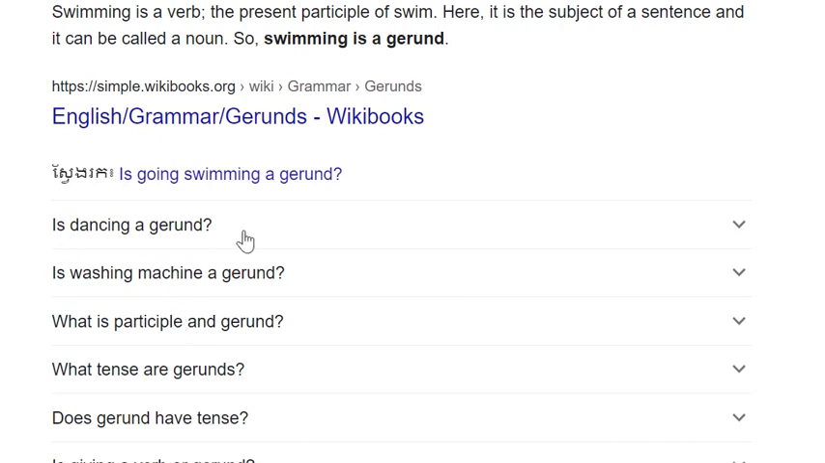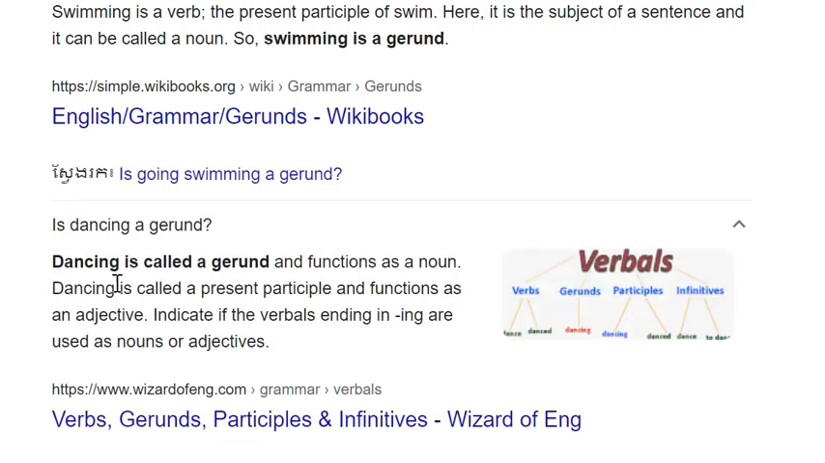Dancing is a gerund. Dancing is called a gerund and functions as a noun. Dancing is called a present participle and functions as an adjective. Indicate if the verbals ending in ing are used as nouns and adjectives.